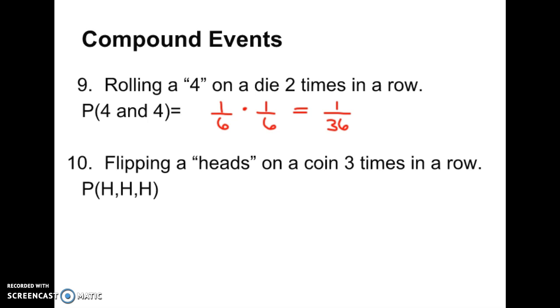Number 10 up here, flipping a heads on a coin 3 times in a row. So what's the probability that I'm going to flip a coin once and get heads? It should be 1 out of 2. So if I'm going to do it 3 times in a row, again, I'm just going to take each separate probability and multiply it together. So 1/2 times 1/2 times 1/2. That's the chance each time I'm going to get a heads, and if I multiply that together, I end up getting 1 out of 8.